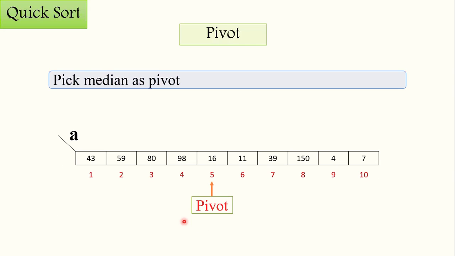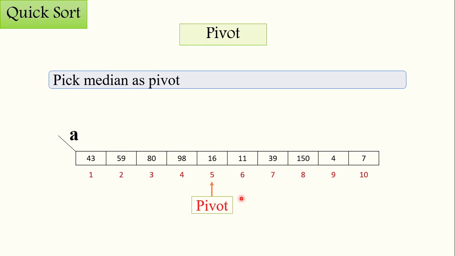What is median? Median means the middle value. In this array we can see 5 or 6, both are median values. We can take 5 or we can take 6, no problem, because the number of elements in the array is even. You can count like this: 1, 2, 3, 4 and so on. 10 is an even number, so here two medians are possible. I'm going to consider the fifth as pivot, no problem.